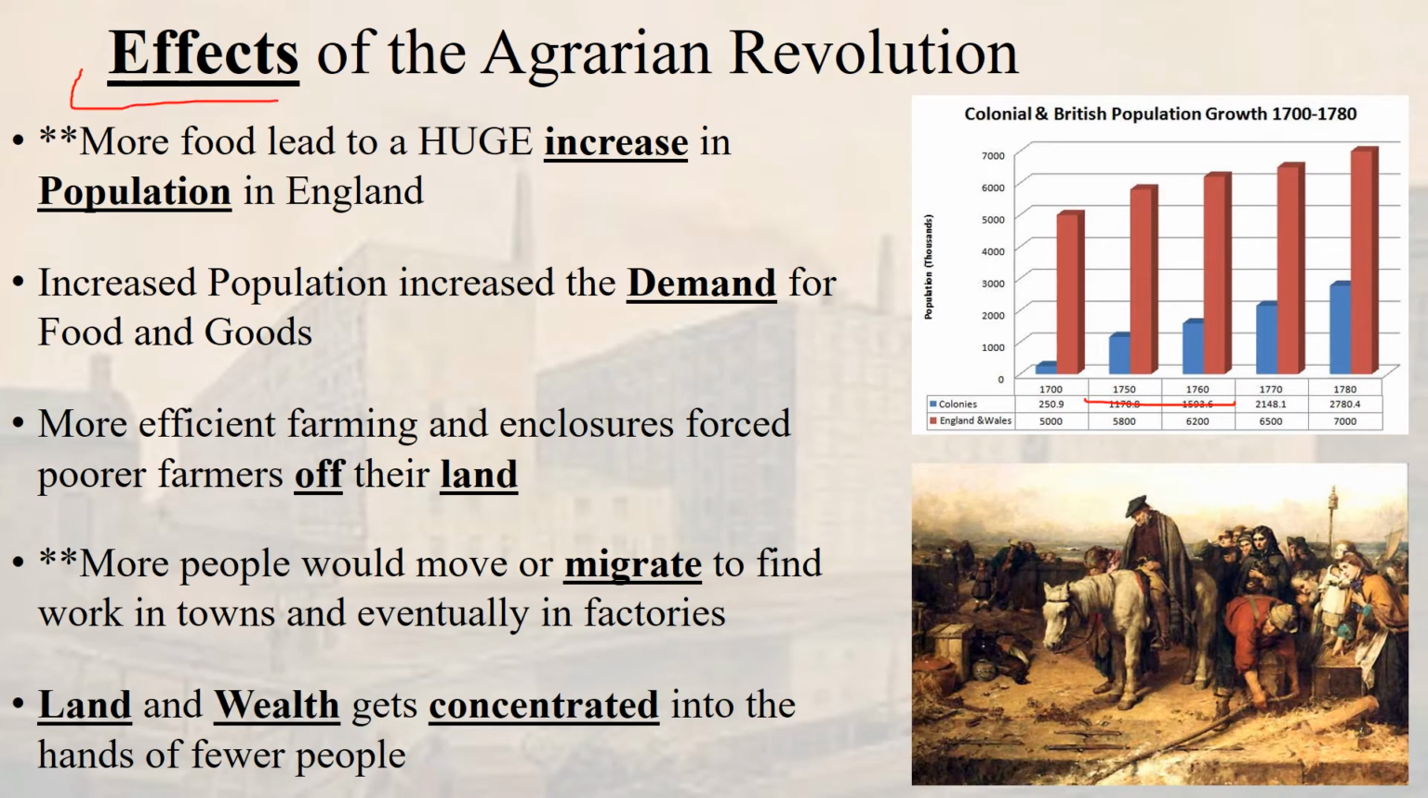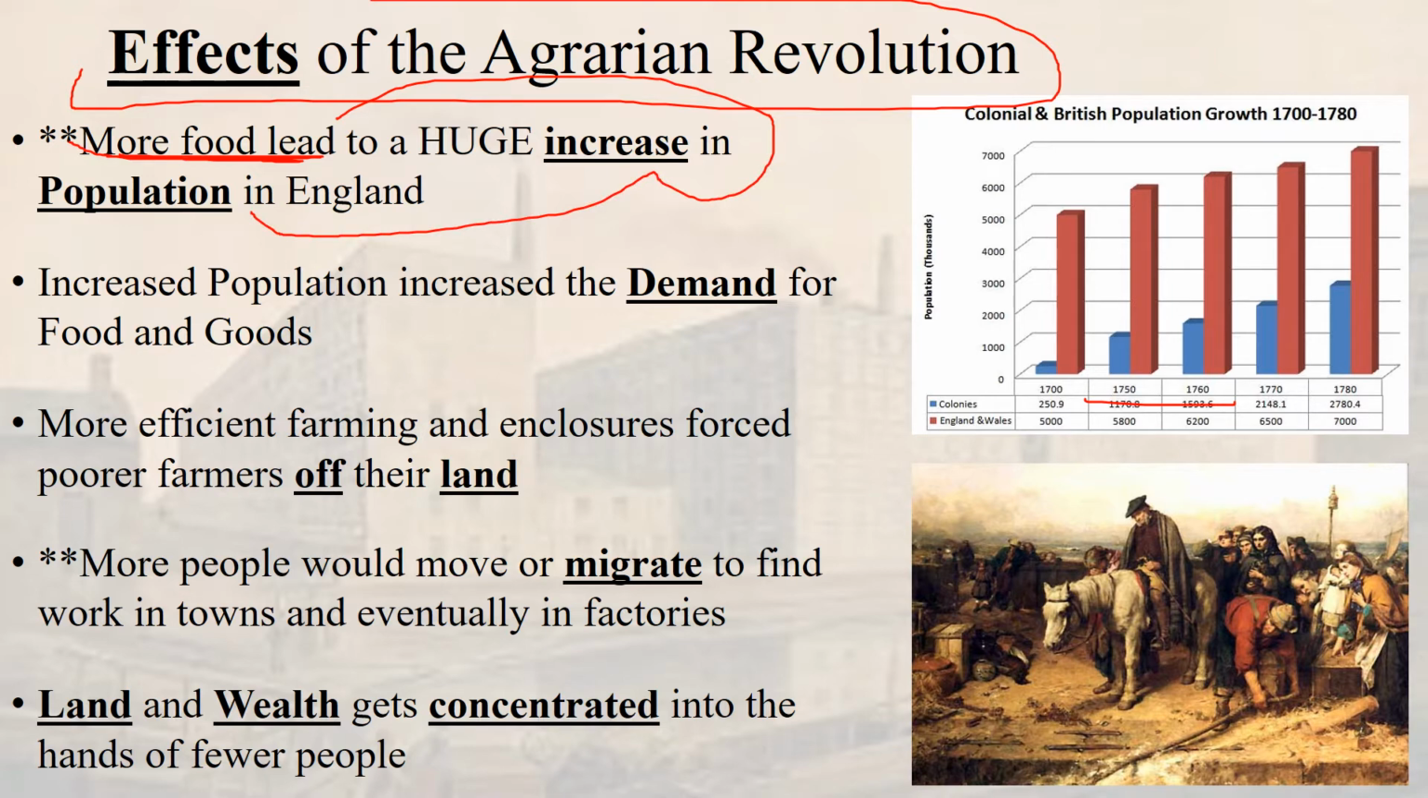What does this do, this agricultural or agrarian revolution? Well, one of them is you have more food. Just every single one of these changes is increasing food. And that in turn leads to an increase in the population of England, as the population just soars in these time periods. Incredible population growth. This increased population further leads to an increase in the demand for food.